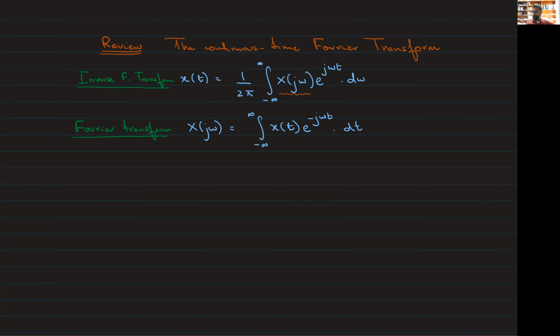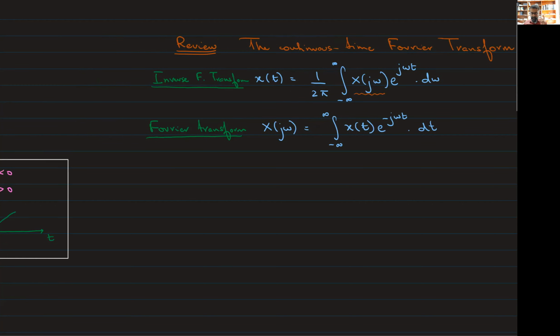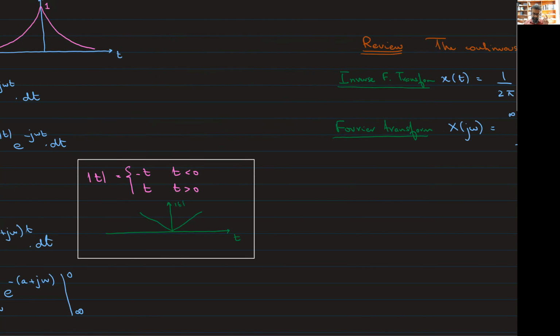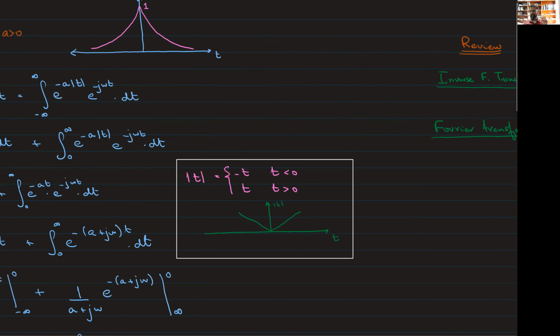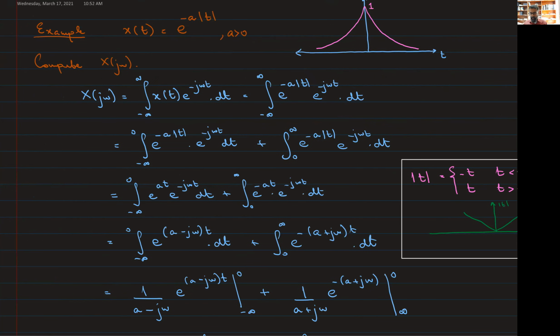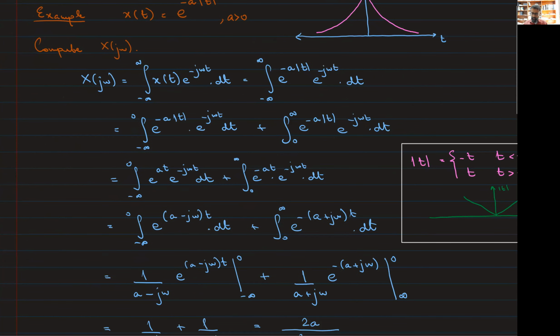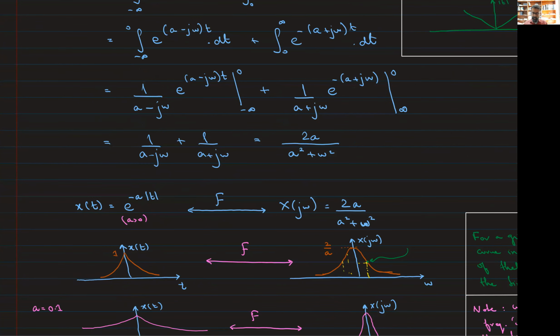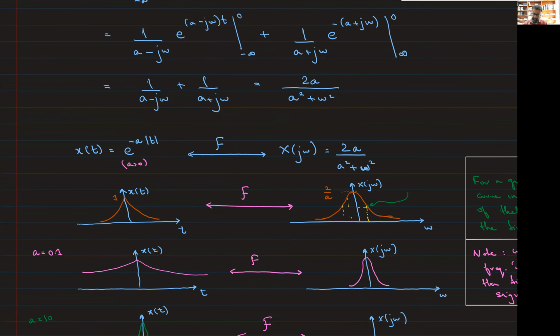All right. So then we did some examples, actually one particular example, and we said this is x of t equals e raised to power minus a times absolute value of t. We computed the Fourier transform, and this Fourier transform turned out to be 2a upon a squared plus omega squared. So this particular expression here.